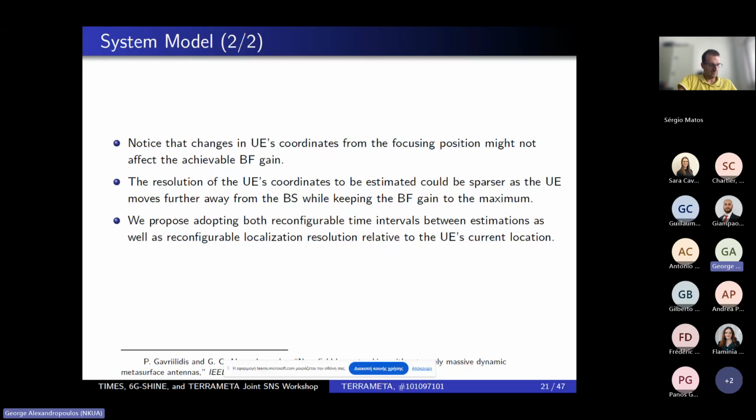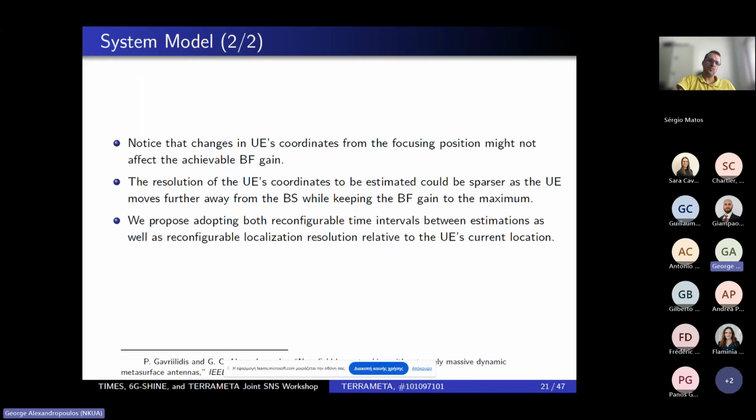Some things to consider here is that the UE coordinates change from the focusing position, but those changes might not affect the achievable beamforming gain, which means that for a certain amount of movement, we probably need to do nothing. But if we actually do, we will lose resources, computational resources, and of course the channel, by doing certain acts and exchanges between the UE and the base station in order to re-establish a link which has no problem actually.